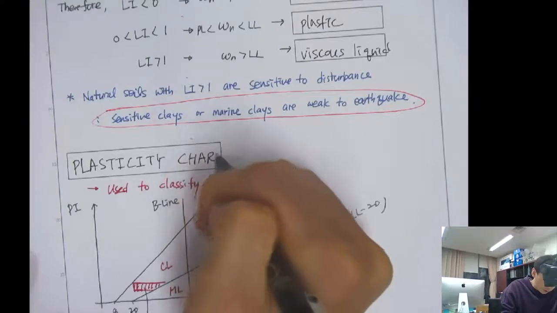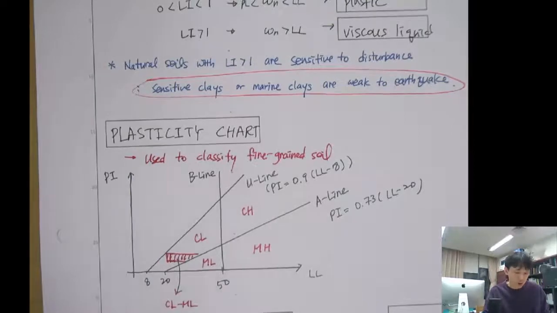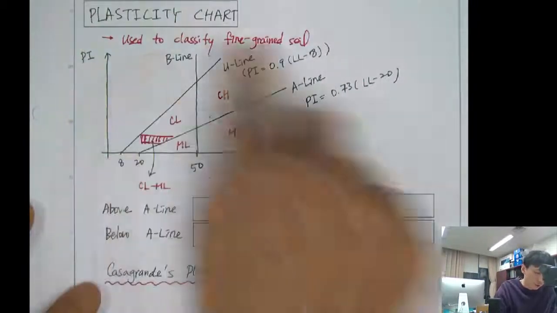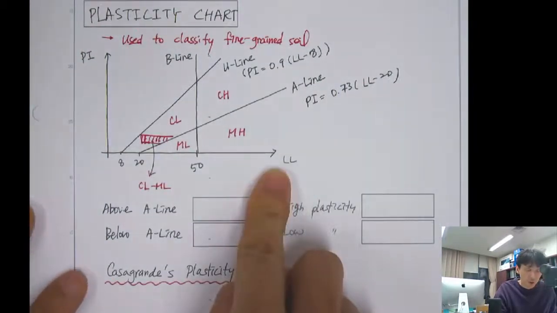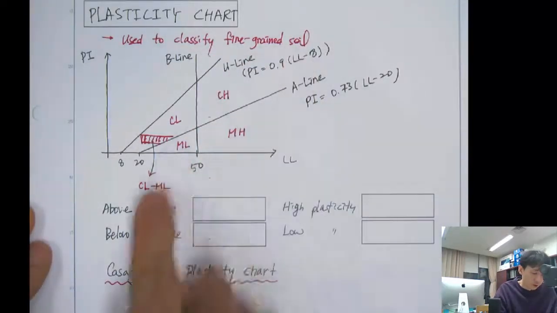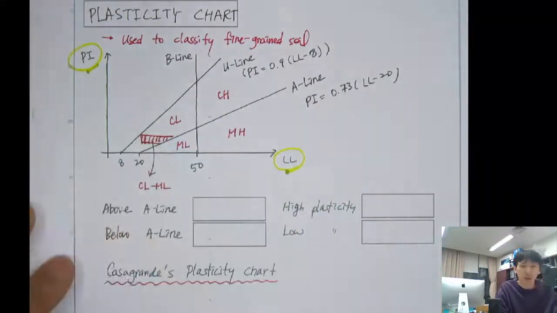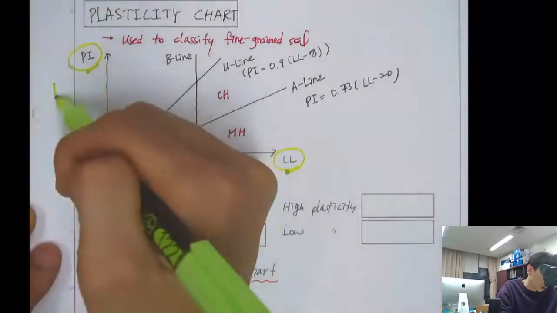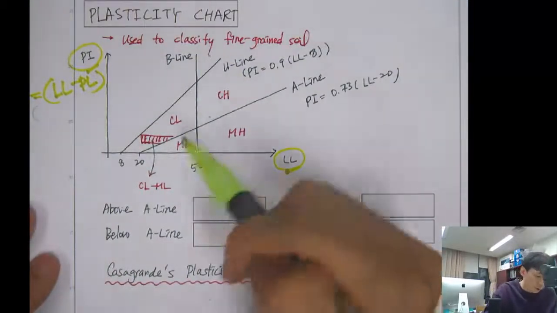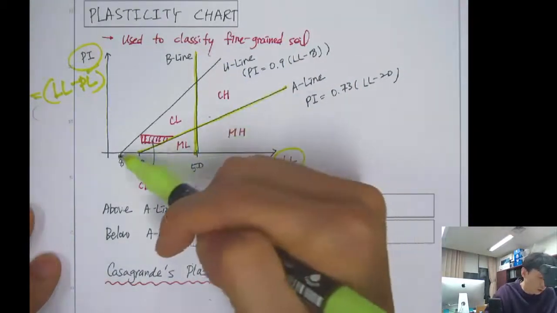The plasticity chart, which some people also call Casagrande's plasticity chart, is very important and very useful, and people widely use it to classify fine-grained soil. You can see that the x-axis is the liquid limit and the y-axis is the plasticity index, so this will be LL minus PL. There are three lines: the B line, the A line, and the U line.